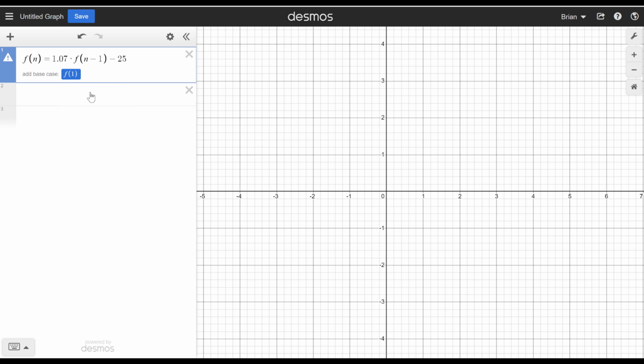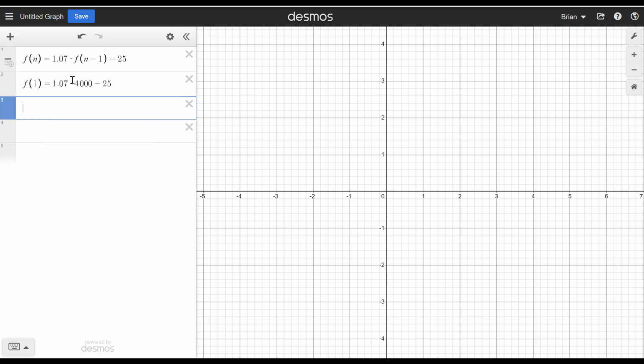And Desmos is going to prompt me for the base case. So obviously the base case being how many fish were in the lake at the end of the first month. So let's add that base case, and we're going to say the number of fish was 1.07 times the initial value of 4,000 minus 25. So that's how many fish we would have in the end of that first month.